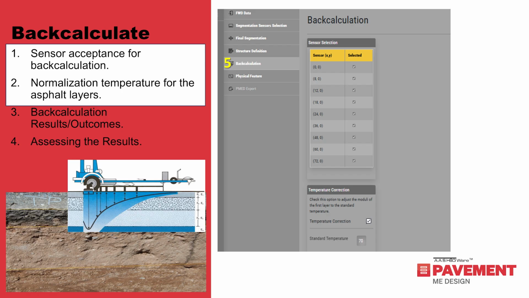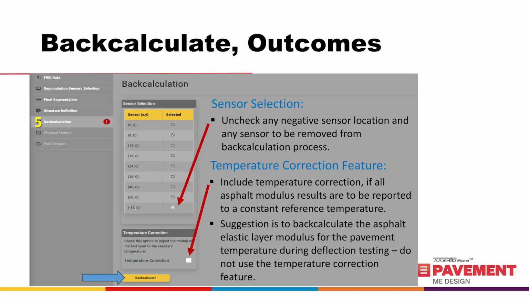The first 2 items of sensor acceptance and normalization temperature for the asphalt layers of Step 5 are covered in the next slide. The user needs to make 2 decisions on this screen. The first is related to the sensors to be used for back calculation, and the second is to determine whether the asphalt elastic layer modulus is going to be adjusted to a standard reference temperature.